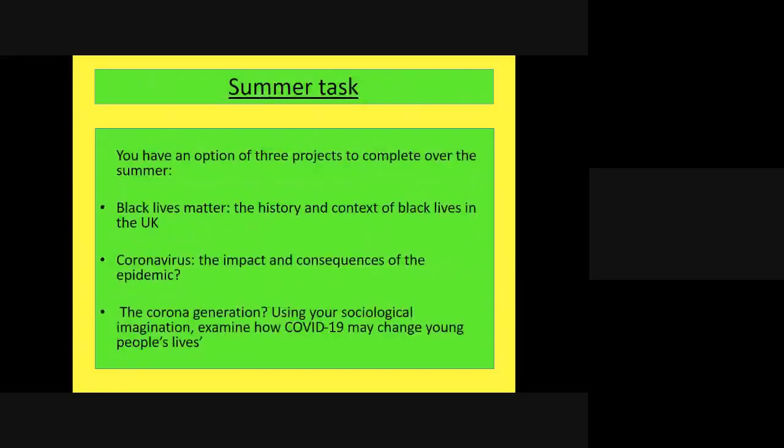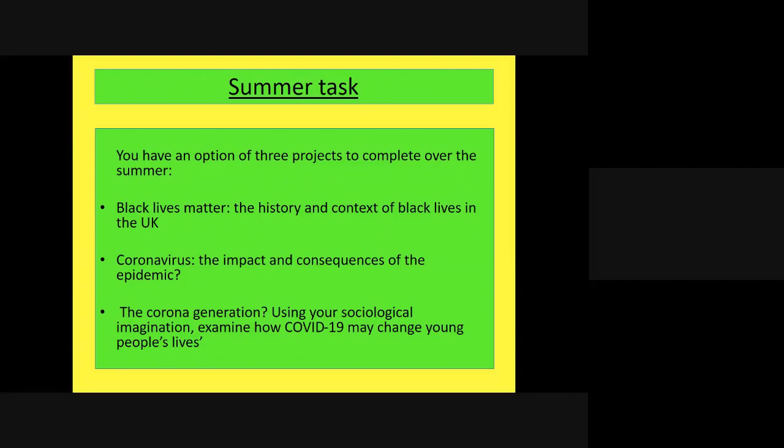Okay, so you have some summer tasks. Now, be clear here, you have an option of three projects to complete over the summer. There are three things outlined here. You're not expected to do all of them. There's a choice of three. So number one is Black Lives Matter, the history and context of Black Lives in the UK.